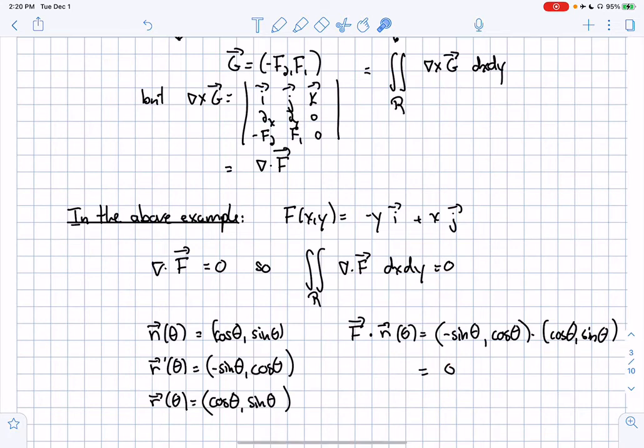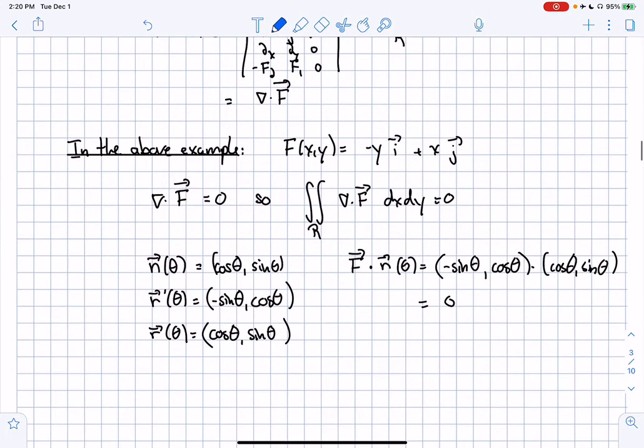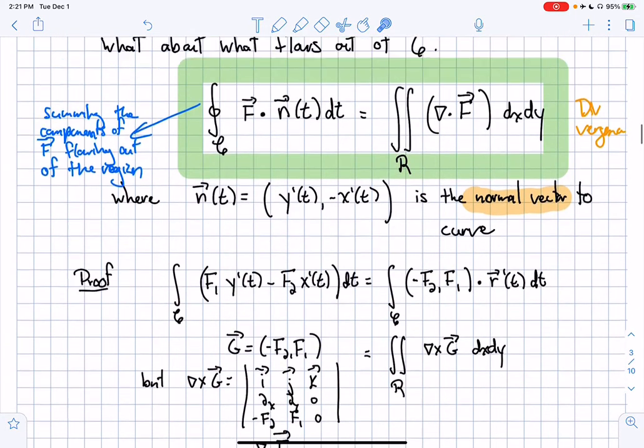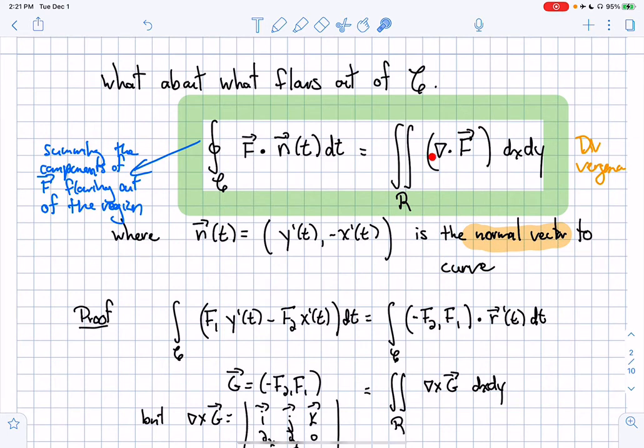So when I integrate theta from 0 to pi of f dot n, so this line integral, I get 0. So we have verified Green's theorem divergence version, since both the double integral and the line integral are equal. Okay? Good.